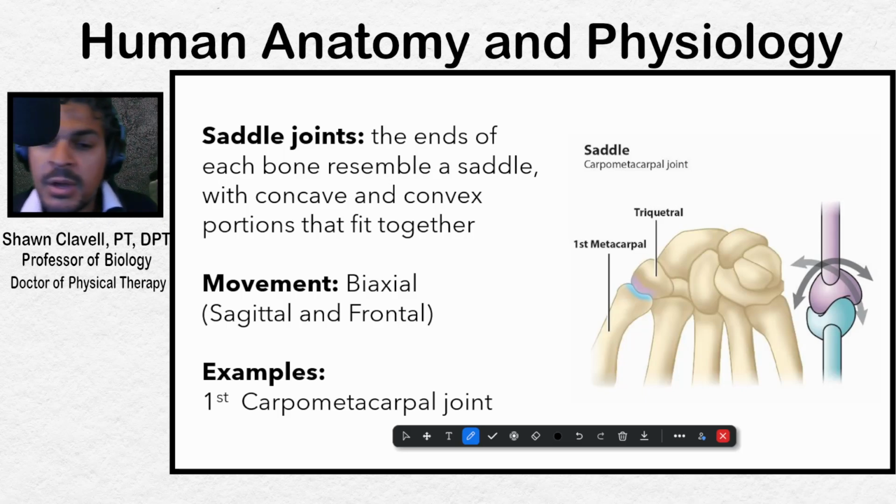The most classic example of the saddle joint is the first carpometacarpal joint, which is your thumb, but all the way down at the base of the thumb. Again, this is really where most people tend to get arthritis in the thumb. But here is the carpal bone, trapezium, and the first metacarpal, which makes up the palm of the thumb ray.